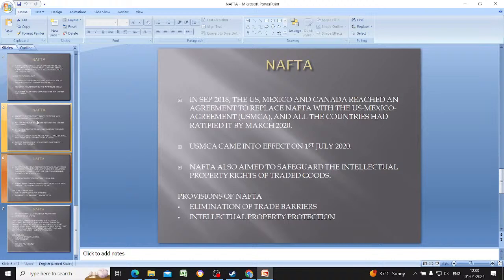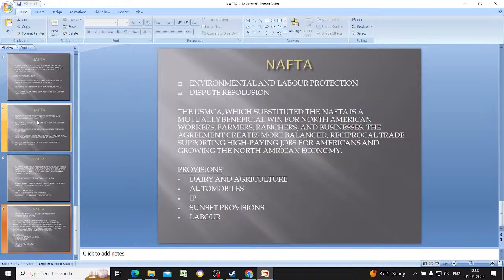The provisions of NAFTA include the elimination of trade barriers. In NAFTA and also in ASEAN, we can see the same provision, the removal of trade barriers or trade restrictions. Then there is intellectual property protection, environment and labor protection, and dispute resolution. Here it has a place for dispute resolution.